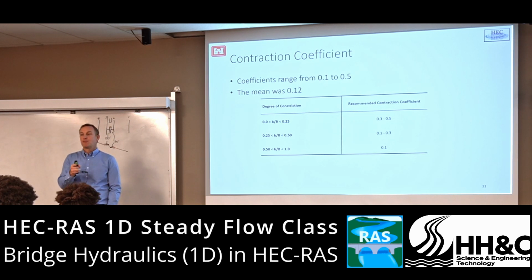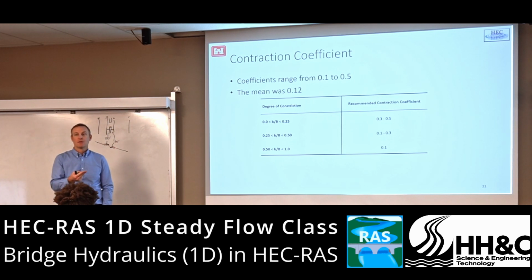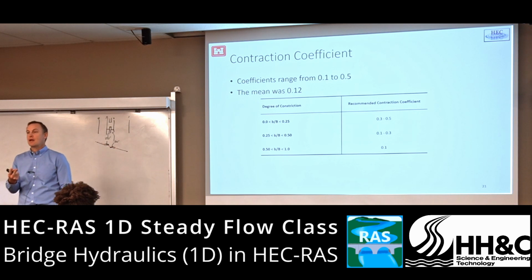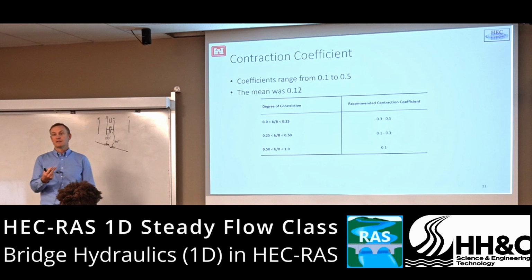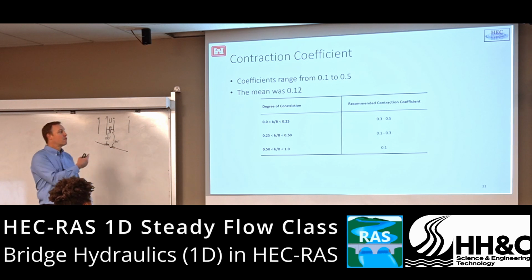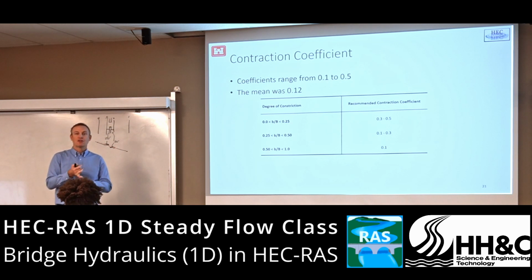The default in RAS is 0.1. And then the default expansion coefficient is 0.3, because expansion is a little less efficient. You have more losses. Same for bridges. For bridges, if you're going to have a constrictive bridge, we might raise that coefficient from 0.1 up to 0.3. And for expansion, we'll tend to raise it from 0.3 to 0.5.